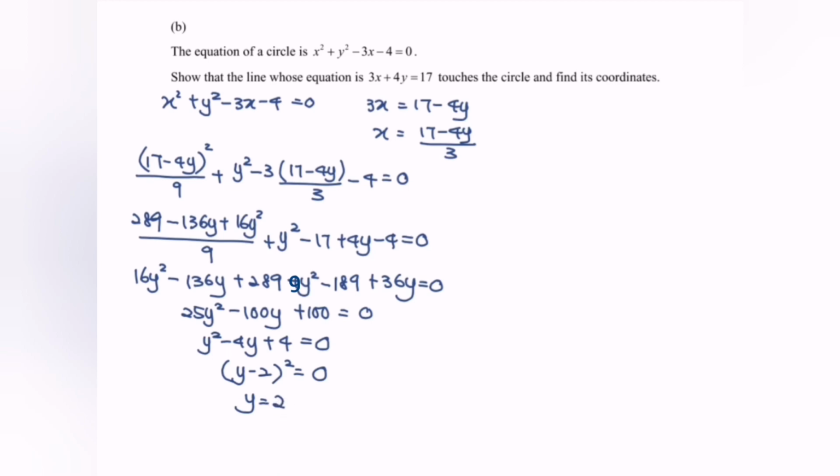Kindly substitute y equals 2 into this part. So x will be equal to 3, so the coordinate will be (3, 2). So here we have the coordinate where the line touched the circle.